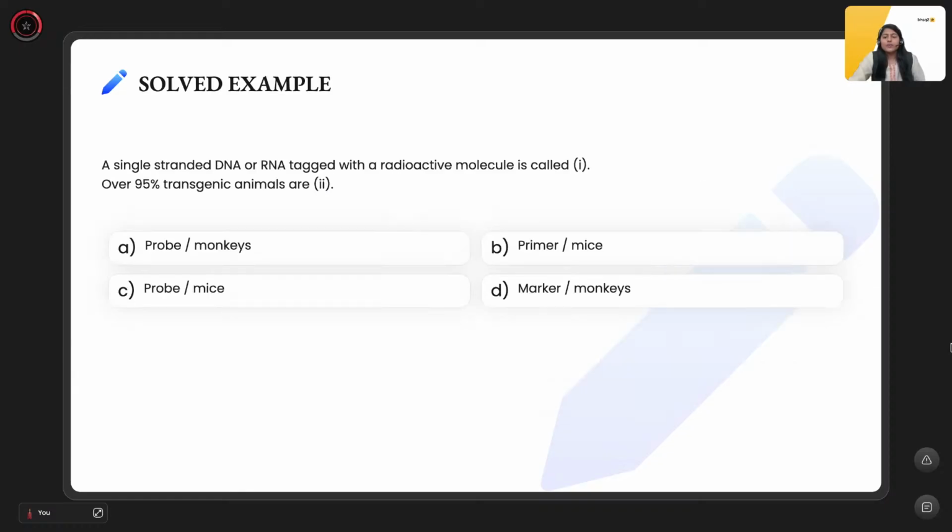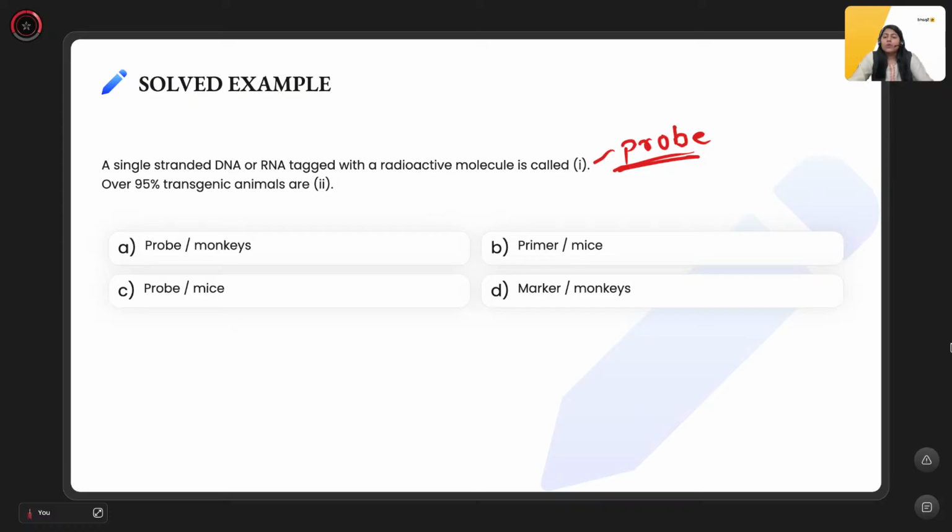Moving on to our next question. A single stranded DNA or RNA tagged with a radioactive molecule is called one, and over 95% transgenic animals are two. Okay, so this is a question of biotechnology and its application. A single stranded DNA or RNA tagged with a radioactive molecule, this one is called as probe. Okay, so probe is a single stranded DNA or RNA which is tagged with a radioactive molecule and it is used to detect diseases in humans.